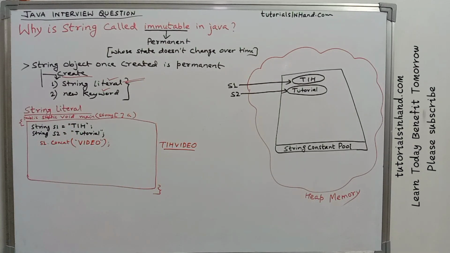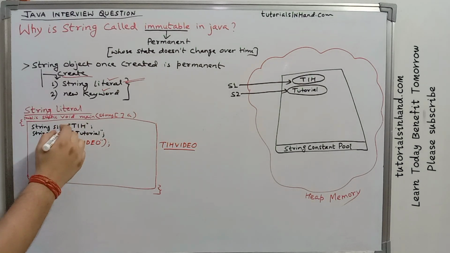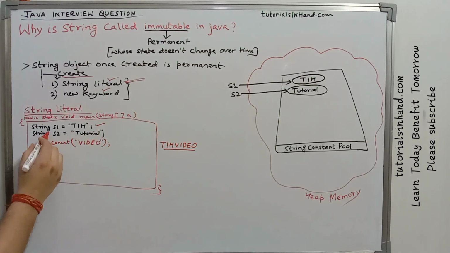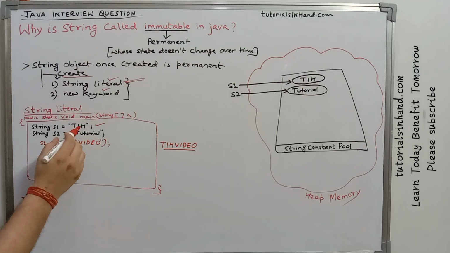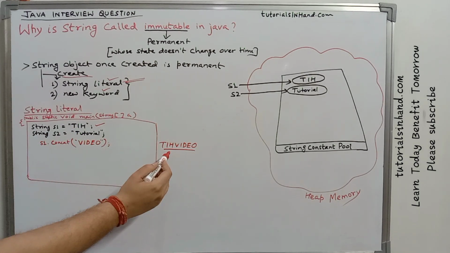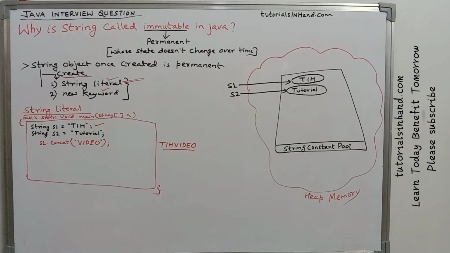Now what do you think? The TIH object that s1 was referring to, does it get modified? Do you think that when we perform this operation on s1, it got changed? Because we see that when we concatenate, we get TIH video. So is it the same object? No, this is not the same object.